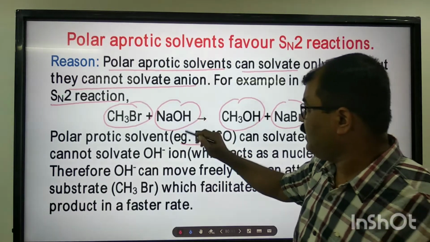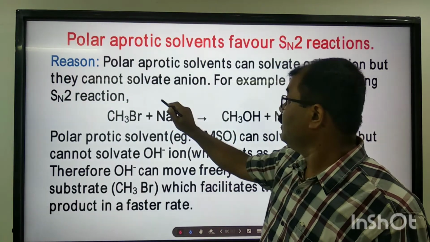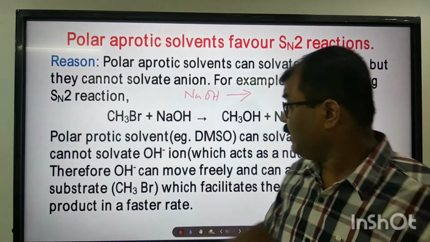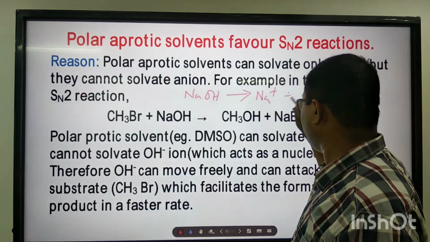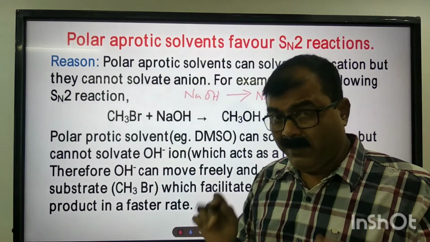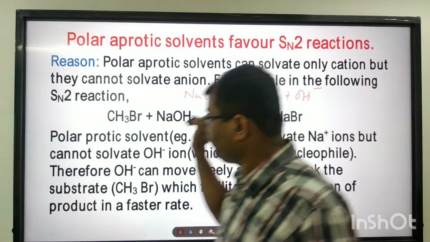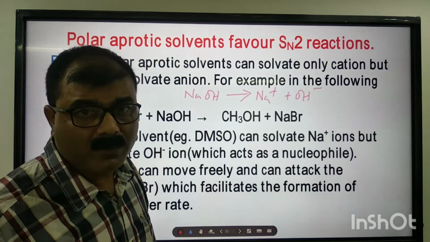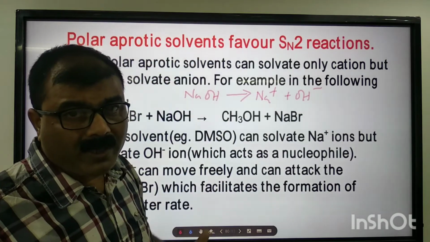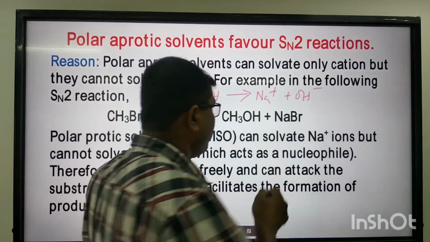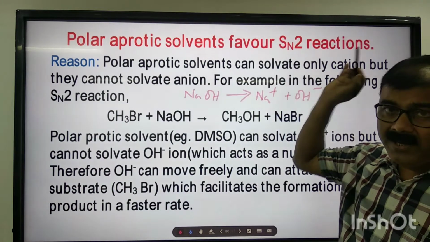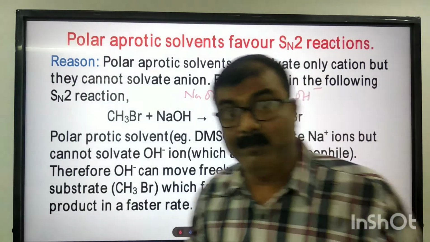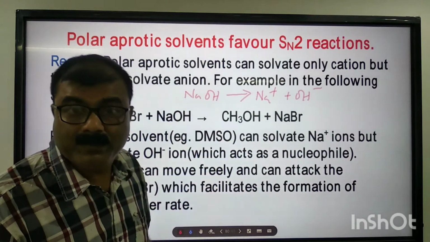Actually, this is the OH minus ion. Here it is sodium hydroxide, which must get dissociated into Na plus ion and OH minus ion. See, my dear students, in polar solvent, any ionic compound gets dissociated. Protic and aprotic solvents both are polar. So dissociation takes place, but after this dissociation, the main important thing is the stability of the anion.